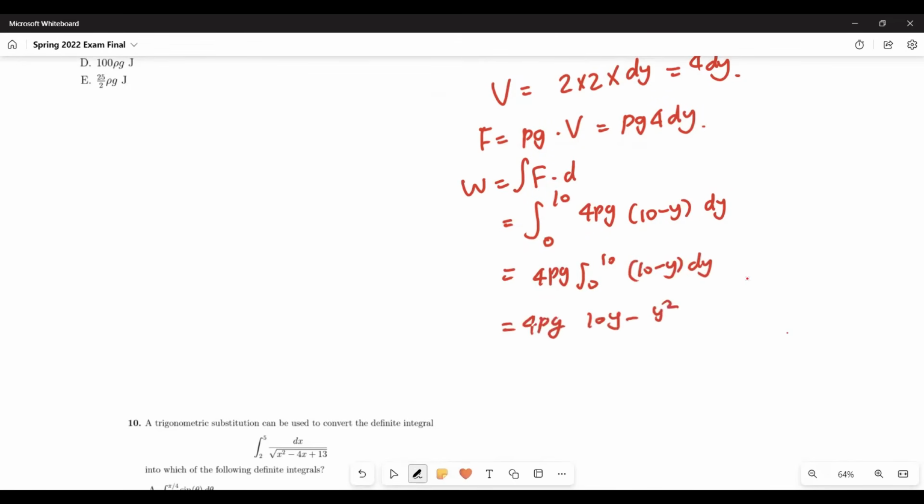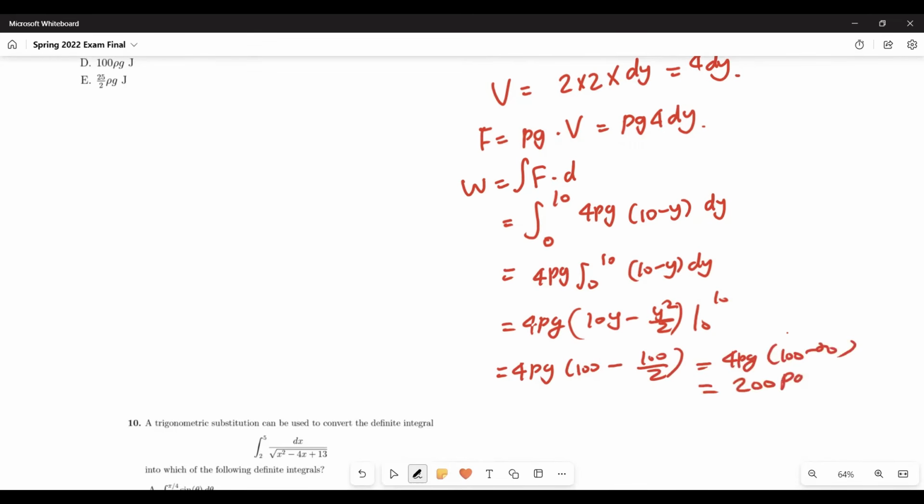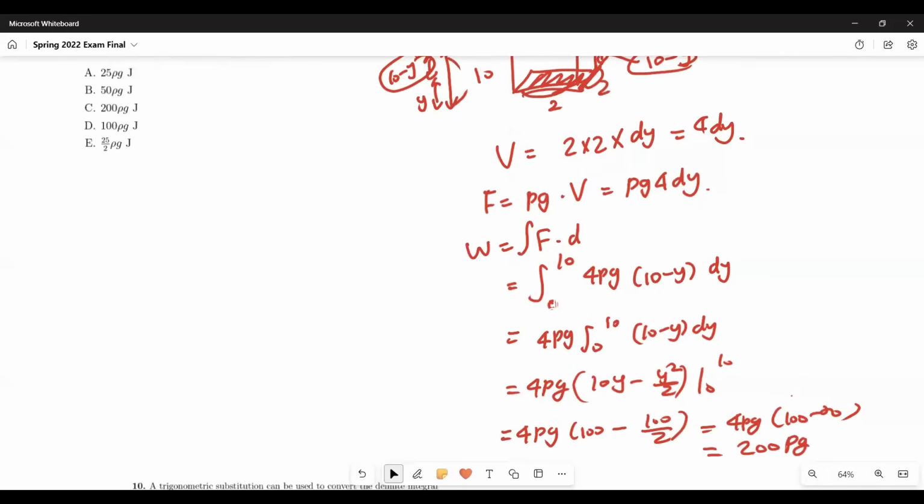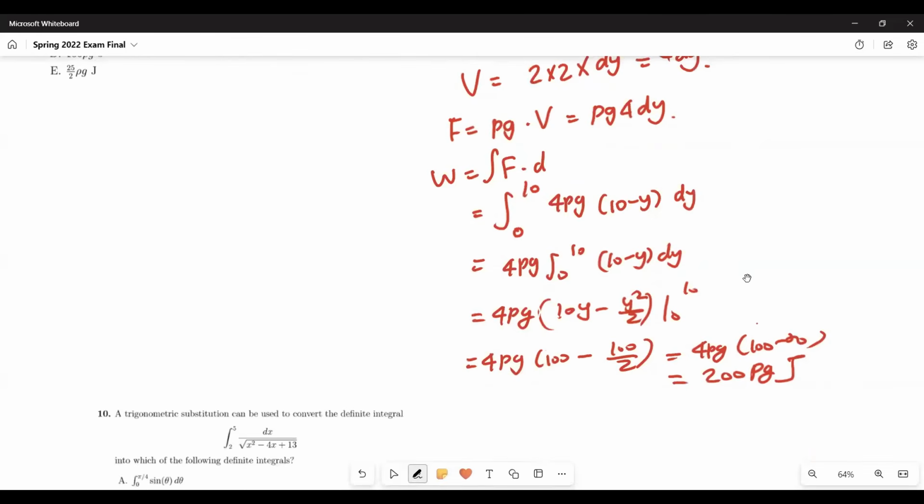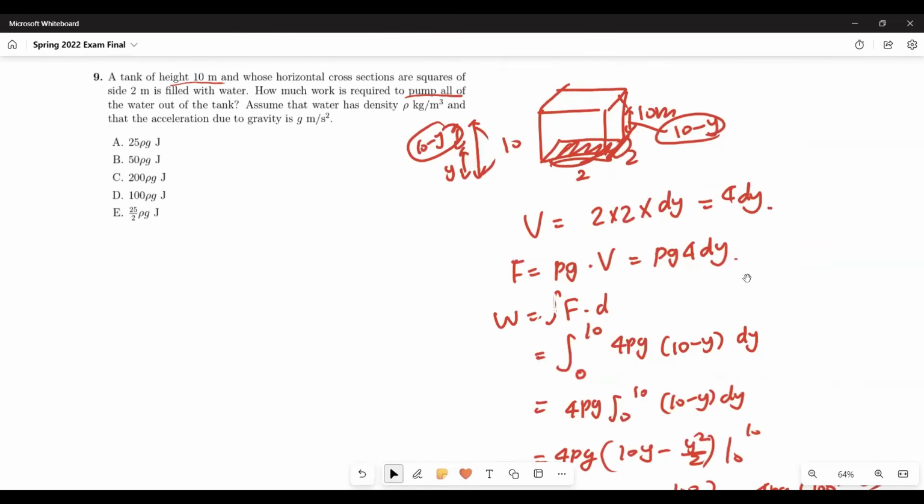So this becomes 4ρg times [10y minus y squared over 2] from 0 to 10. So 4ρg (100 minus 100 over 2), so this is 4ρg (100 minus 50), which is 200ρg. Okay, so 200ρg joules. So the answer for this question is C.